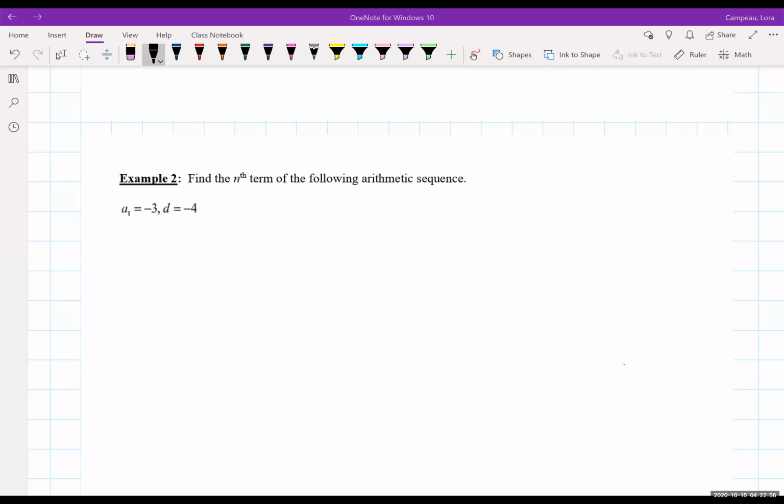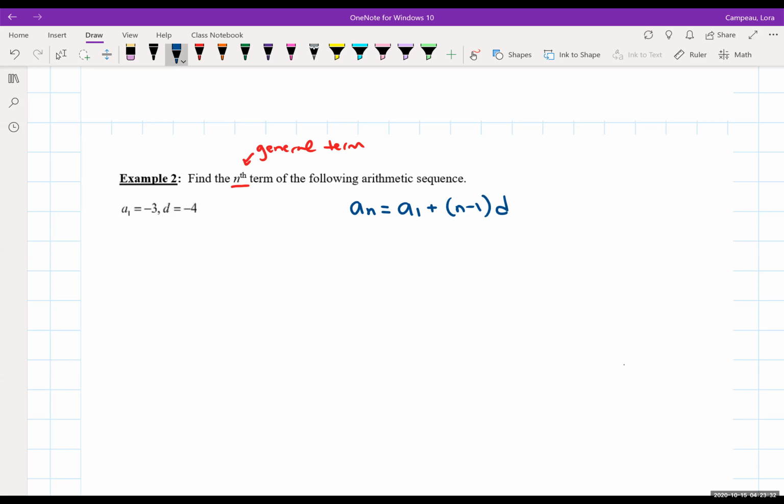So on to finding the later terms of an arithmetic sequence. In this particular example, they are asking us for the nth term, in other words, the general term. And as long as you know it's an arithmetic sequence, we do have a formula for this. So let's just write that down. a sub n is equal to the first term plus n minus 1 times the common difference d.